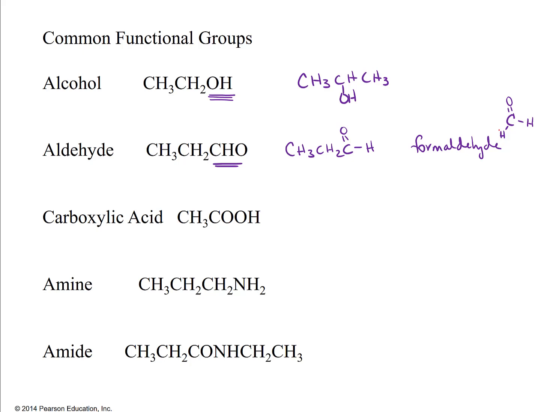Aldehydes are always on the end of the molecule. Alcohols can be anywhere. They could be in the middle or they could be on an end carbon, but aldehydes are always going to be on an end because they're going to have a carbon double bonded to an oxygen and a hydrogen. So the chain's not going to go any further.